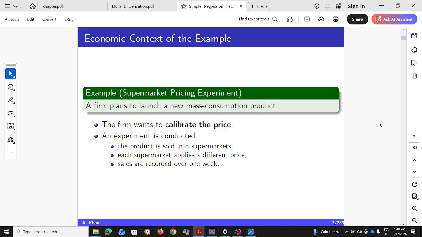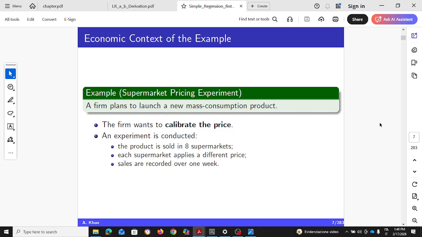Now to really understand, let's have an example. So in this example, a firm is planning to launch a new mass consumption product. So we have a firm who wants to launch a new product into the market, and what the firm wants is to calibrate the price for this new product. It wants to know what price should we put on this product so we can have a win-win situation where we can sell more of our products. So in order to know which would be the best price to sell more products.